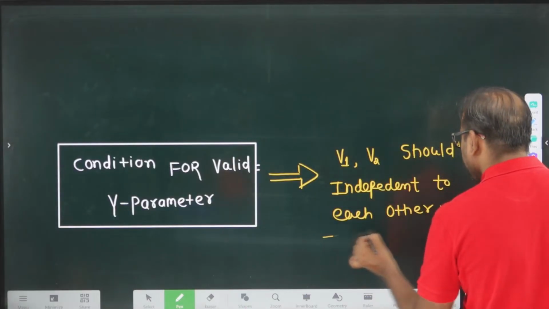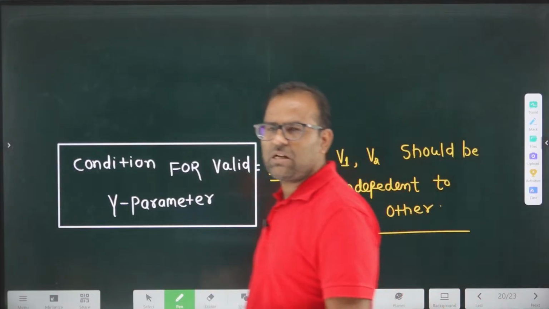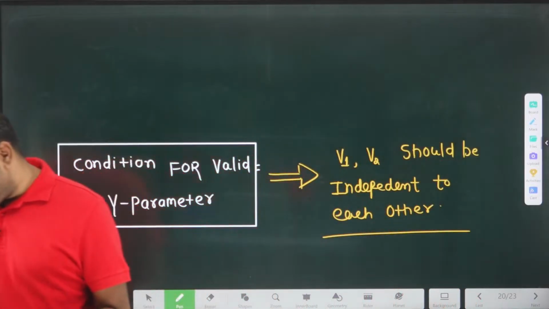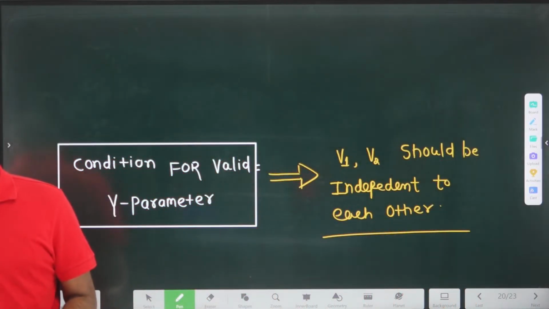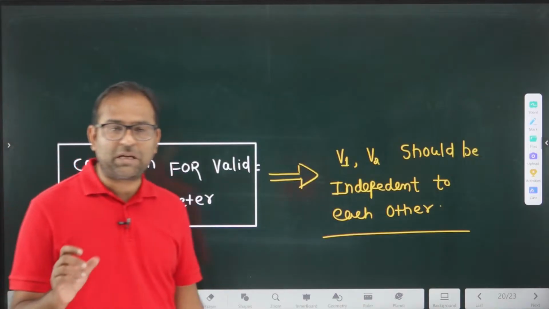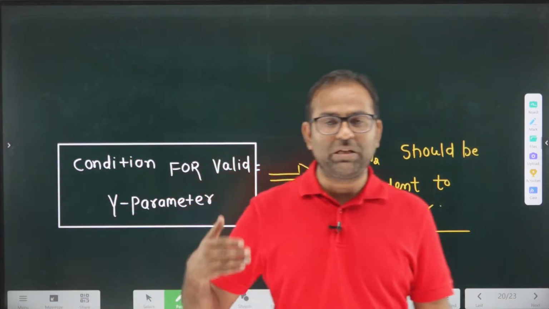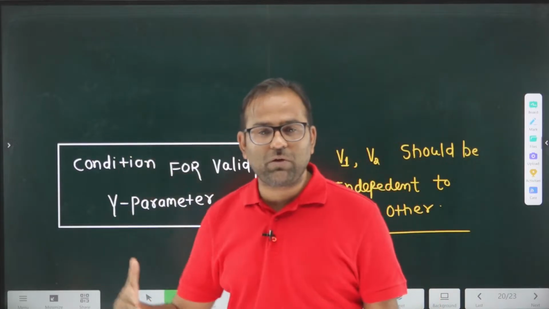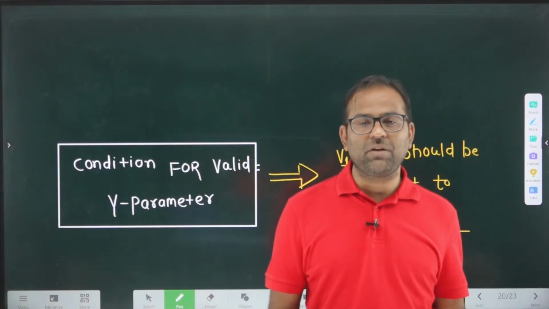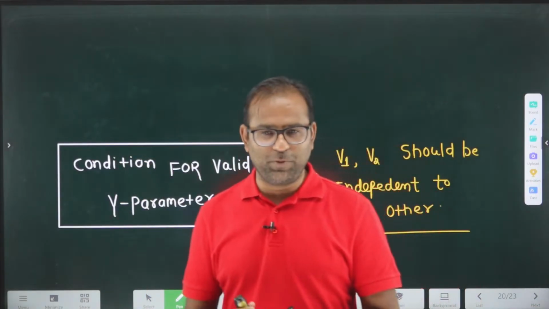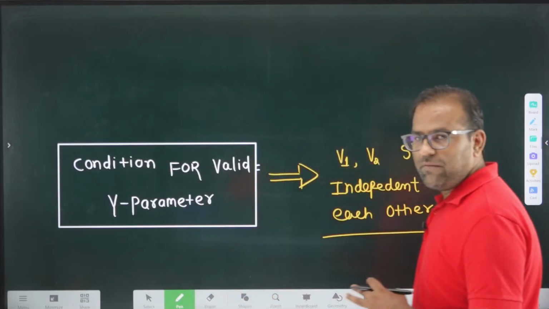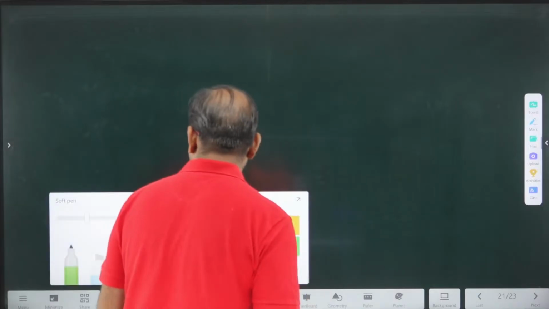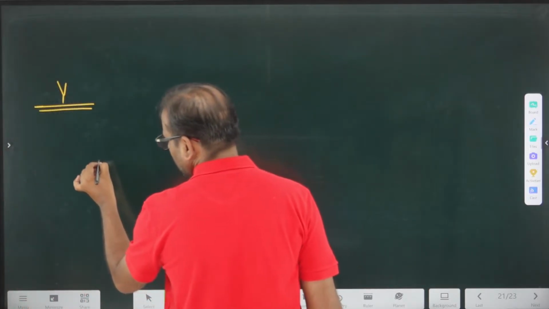If V1 and V2 are dependent on each other, then how will you get the parameters? If you are making V2 equal to 0 and that V2 is affecting V1, then you cannot get the two-port network parameters. So V1 and V2 should be independent of each other. Let's take that case. Let's calculate the Y parameter for this network.